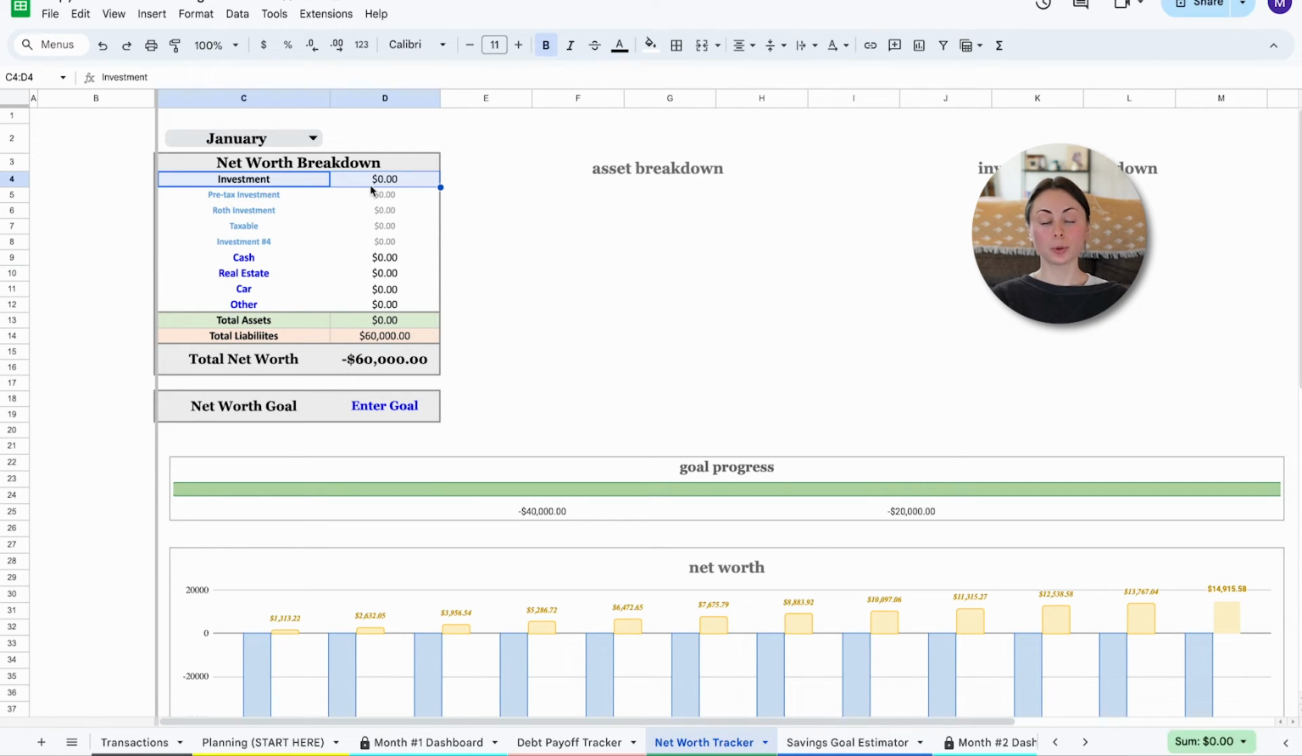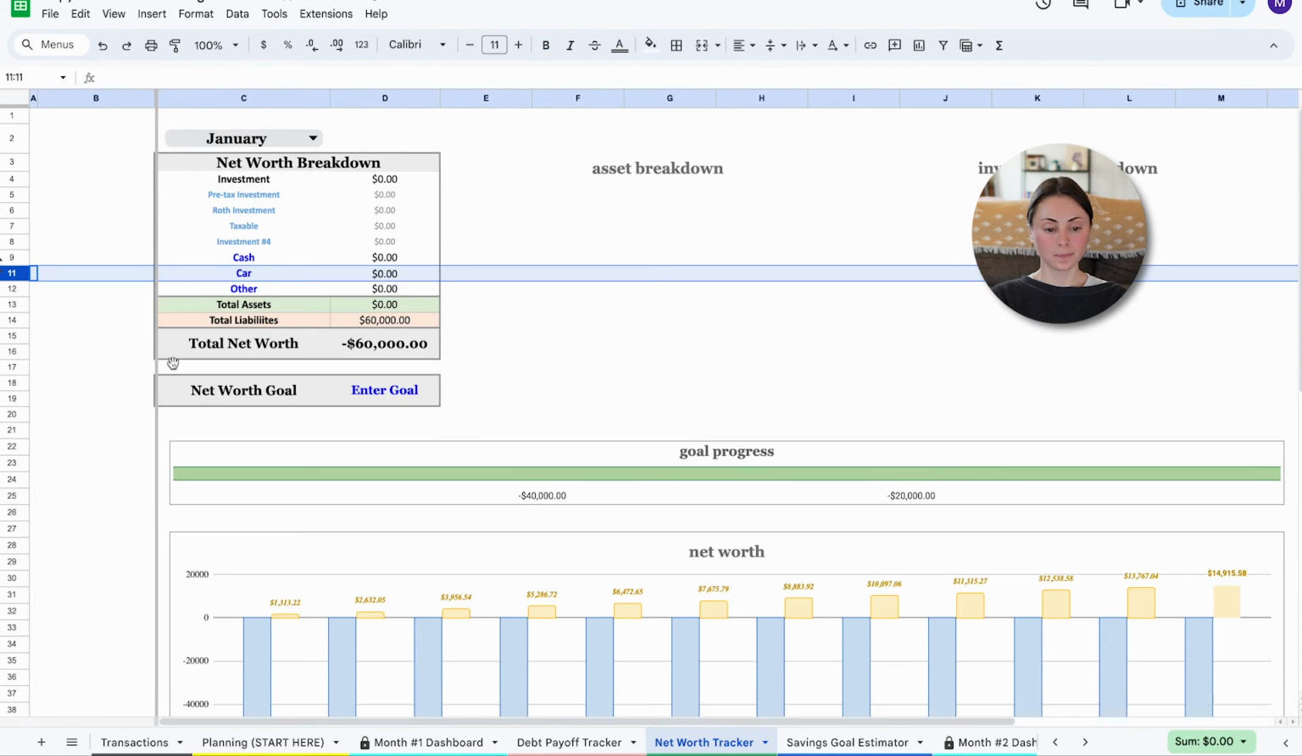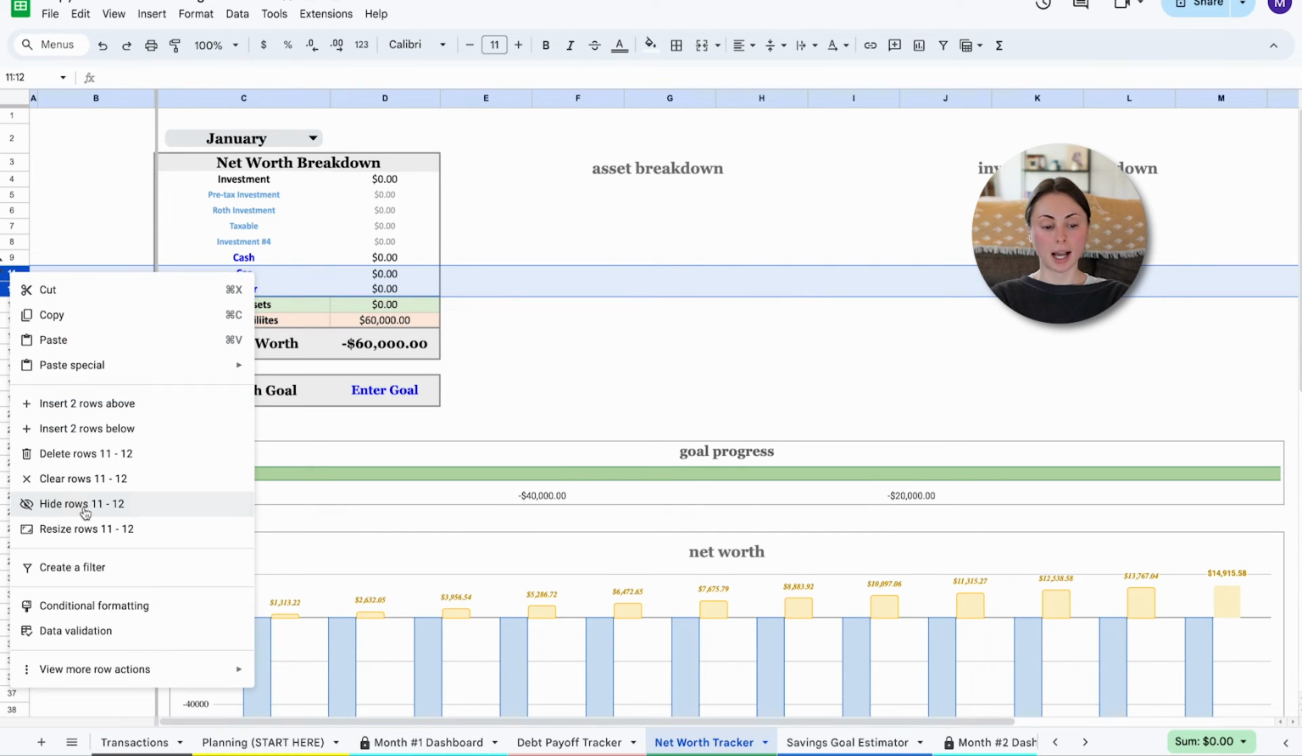Investment at the top rolls up the totals for all of the other investment items. And then these 4 right here are all customizable. I don't have real estate. I'm going to hide that one. I also don't have car and I don't have other. I just have investments in cash. I'm gonna hide those as well.